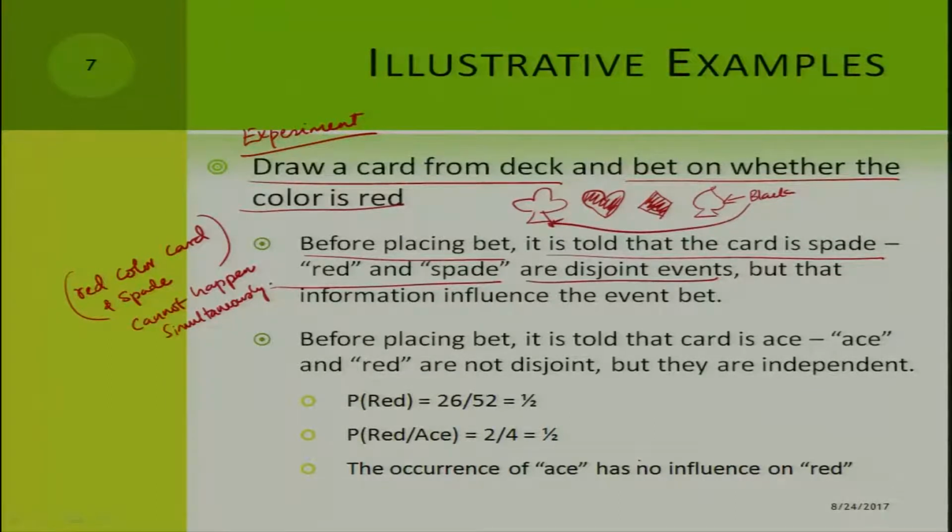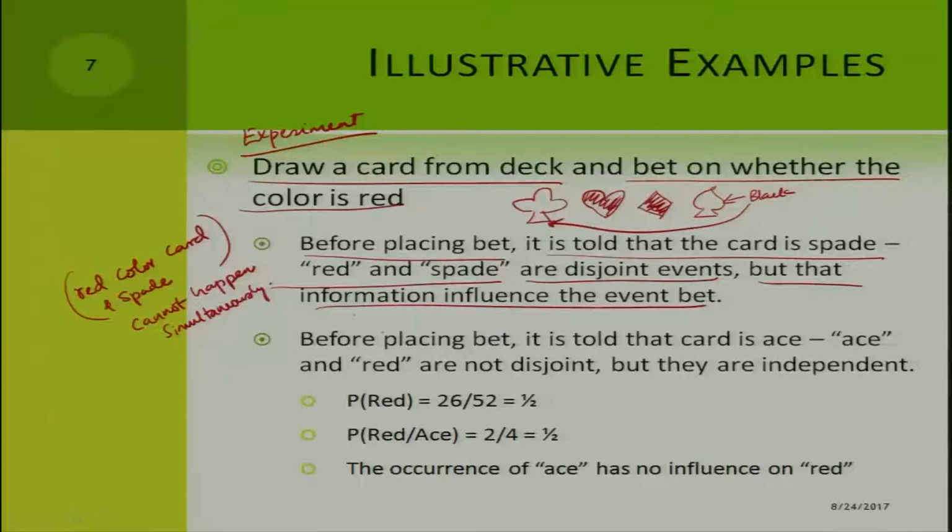So, you know that they are disjoint, that means they cannot happen simultaneously, and you have to bet whether the card is red or not. If somebody tells you the card is a spade, then you should not bet on red, because it is not going to be red, it is going to be black. Hence that information influences the bet. The information that spade is black in color always influences the bet.